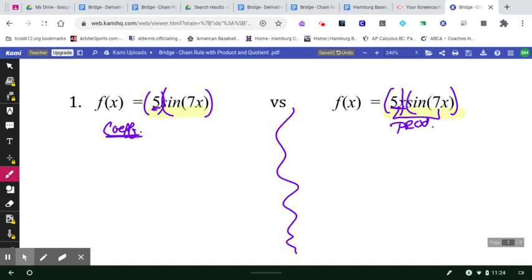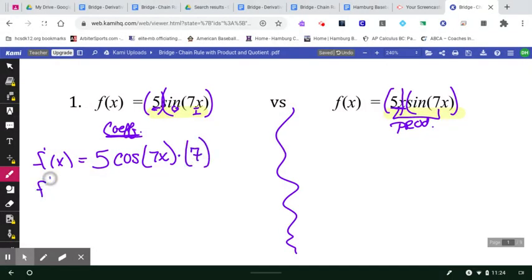So we said this is just a coefficient. If you recall, coefficients just come along for the ride. So this is just keep the coefficient. And now this is a chain because there's an inside here. Derivative of the outside: sine becomes cosine. Keep the inside times the derivative of the inside, times 7. And when I clean that up, I can multiply these two together. So I'm going to get 35 cosine of 7x.